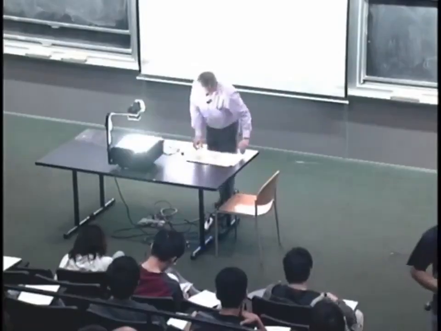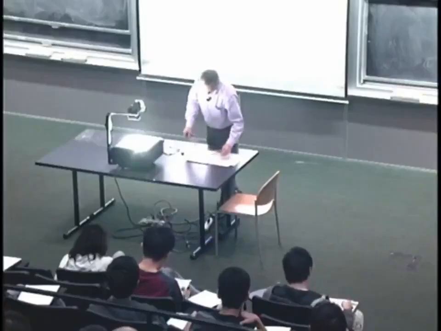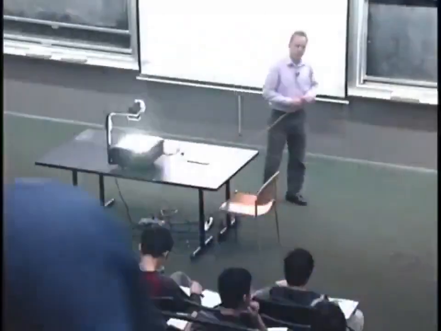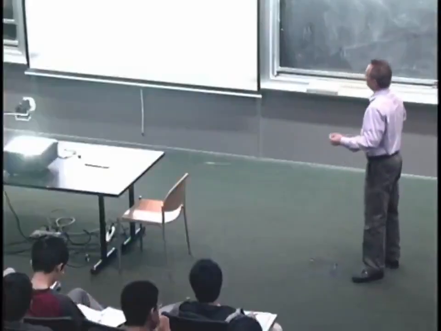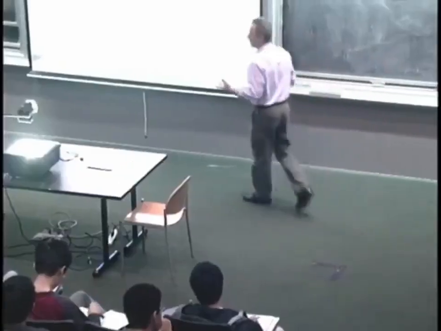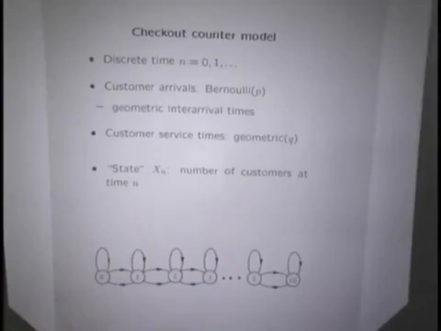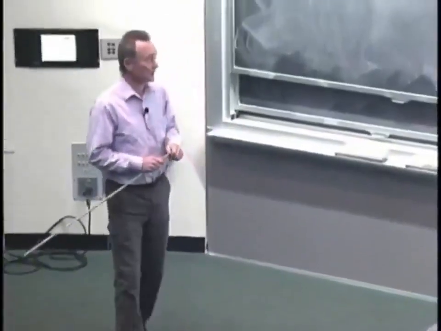So here's our example. You go to the checkout counter at the supermarket, and you stand there and watch the customers who come. So customers come, they get in queue, and customers get served one at a time. The discussion is going to be in terms of supermarket checkout counters, but the same story applies to any service system. You may have a server, jobs arrive to that server, they get put in a queue, and the server processes those jobs one at a time.